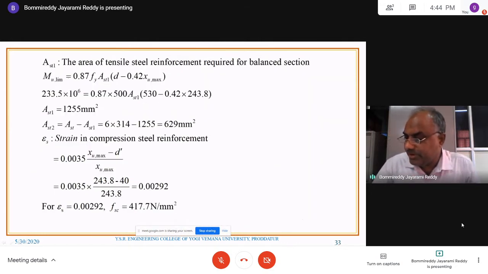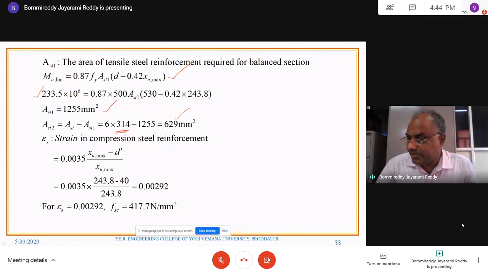so MU limited equal to this one. Already you know that MU limited is 0.87 Fy AST1 times (D minus 0.42 XU), and this will be the steel reinforcement for balanced section. And AST2, additional tensile steel, is total steel minus AST1. Total steel is 6 bars of 20. 20 means 314 is the area of each bar, and 629 is the additional tensile steel.